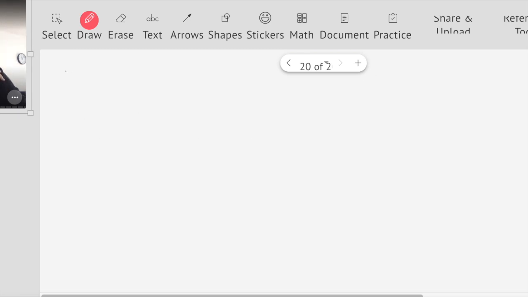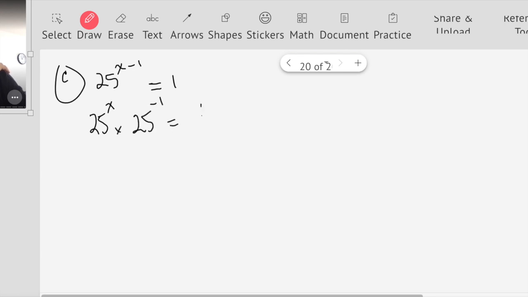Next, 25^(x-1) equals 1. Without doing too much, you know that the only way this is going to equal 1 is if x minus 1 equals 0, right? That's the only way. But let's just do it step by step. We can do 25^x times 25^(-1) equals 1.